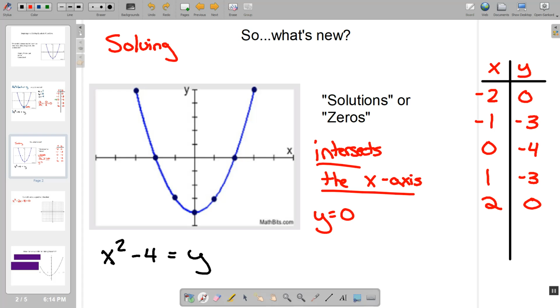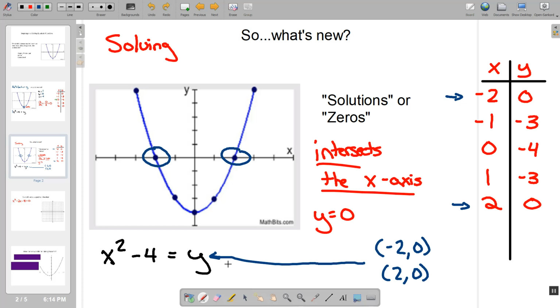If you're at your table, it's where your y value is 0. Or on your graph, it's where you intersect the x-axis. So for this equation, the points -2, 0, or the point 2, 0, those are our solutions. And if we plugged them into the equation here on the left, we would then create a true statement where y equals 0. And once again, it all ties back together. Solutions are where the quadratic is equal to 0.